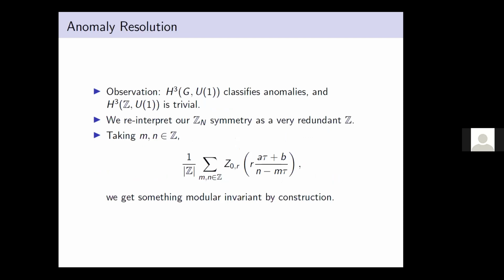And so some work that I did with Daniel a few years ago, we based things on the observation that, well, if we have an anomaly, we know that the anomaly in a G symmetry is classified by the third group cohomology, H3(G, U(1)). And we know that if our group were Z, the infinite cyclic group, H3(Z, U(1)) is trivial. And so that means that a Z symmetry can't have any gauge anomalies. So in this case, what happens if we just take our finite cyclic group symmetry, our Zn, and just say, no, it's not a Zn, it's a Z symmetry. It's just an infinite cyclic symmetry, but one that's very redundant, of course.